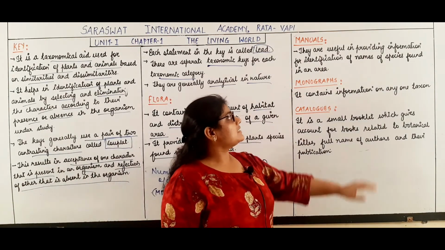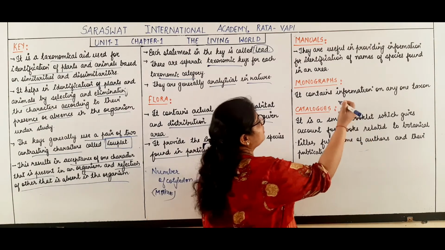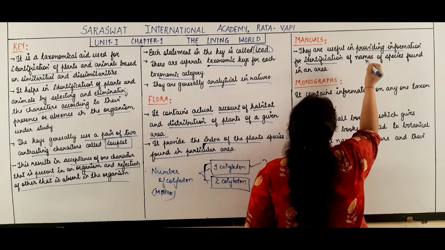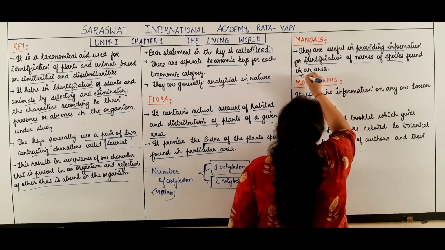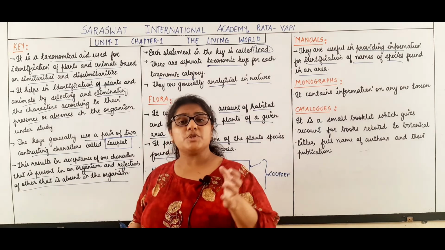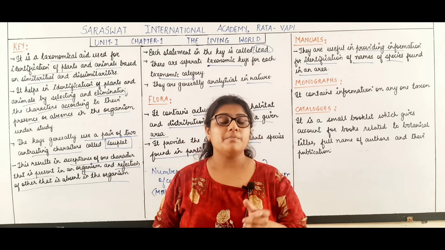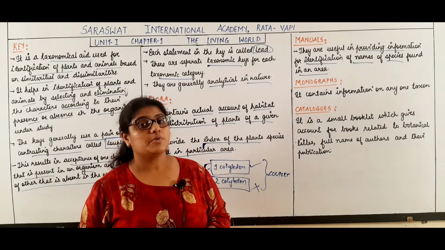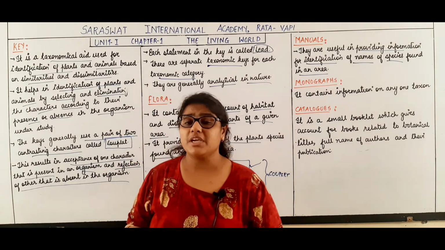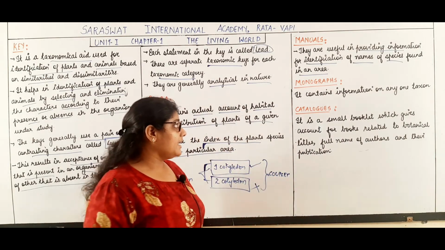The next one is the manual. So basically what information is provided by manual? It is useful in providing the information for identification of the names of the species found in an area. So in a particular habitat, what types of organisms are present and what are the names of the species found in a particular area, that information is provided by manual. So basically it provides the information for the identification of the names of the species found in a particular area.